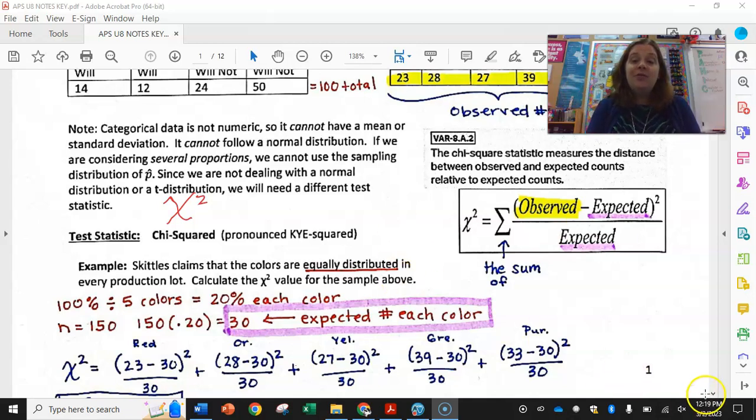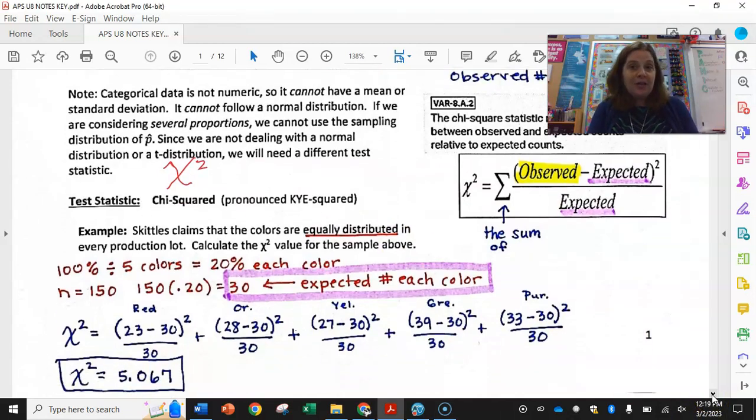Okay? So to figure out what the expected counts are, you are already pros at computing expected counts. Expected counts are those n times p's: the sample size times the proportion you would expect to get in that category. If we think about Skittles, Skittles claims that the colors are equally distributed in every production lot. There are 5 colors of Skittle, so each color is 1 out of 5, or 20%. So the proportion of orange is 20%, red is 20%, green is 20%, etc. 100% divided by 5 colors equally distributed would be 20% of each color.